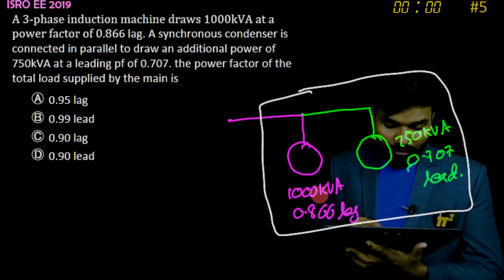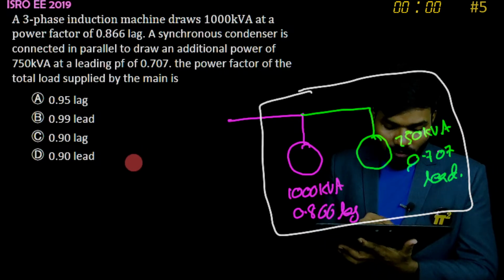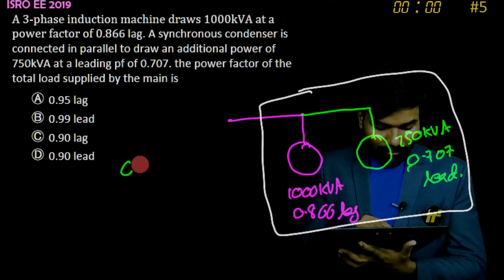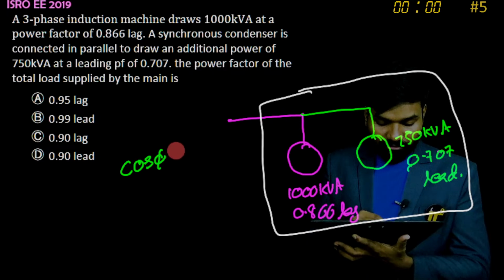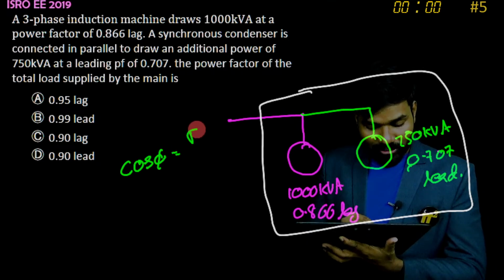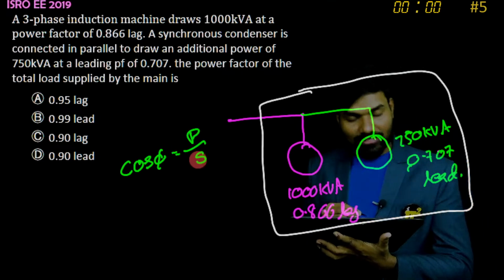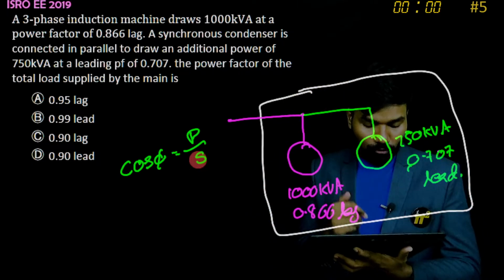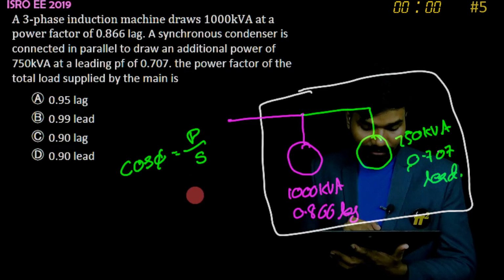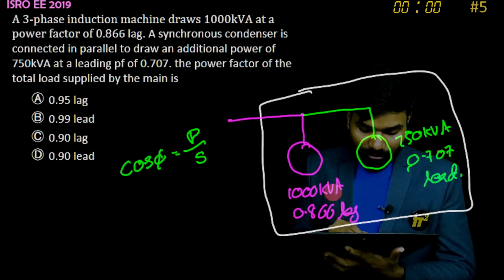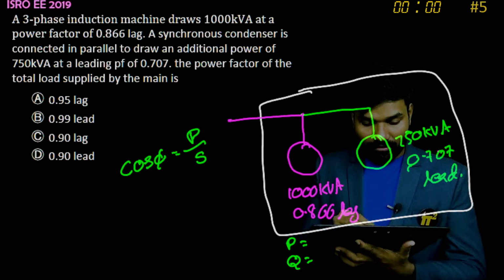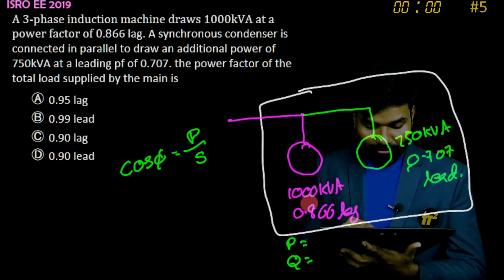First of all, what is the power factor formula? Can somebody tell me? Don't say power factor is cos phi. Power factor is actually P by S. P by S is the power factor. I already discussed these details. First of all, tell me what is the active power and what is the reactive power. Find out these two for this particular load.